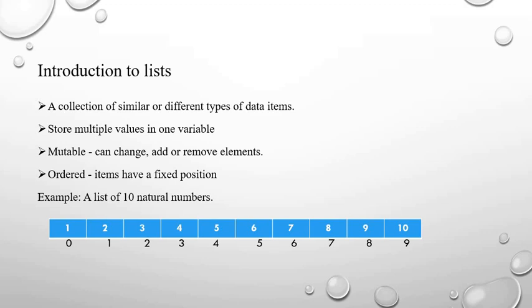Here is the example of 10 natural numbers. The numbers start from 1 to 10, and the index value starts from 0 to n minus 1. So here is the list of 10 natural numbers.